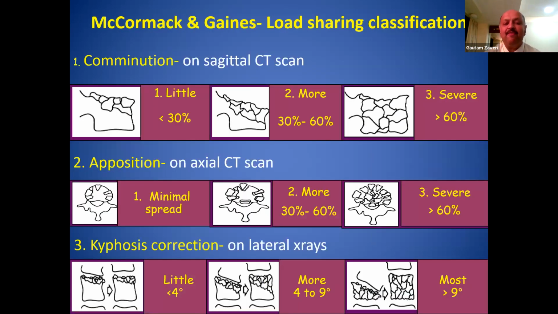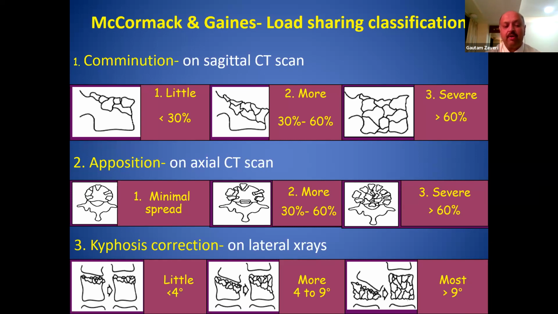How does one decide which patient requires anterior column reconstruction? Generally, it was thought that if the collapse is more than 40 to 50%, then this vertebral body requires reconstruction. McCormack and Gaines provided what is called the load sharing classification. Based on the sagittal and axial CT scan, they scored the fracture into points 1, 2, and 3. Also, based on the amount of kyphosis correction that was expected on lateral X-ray.